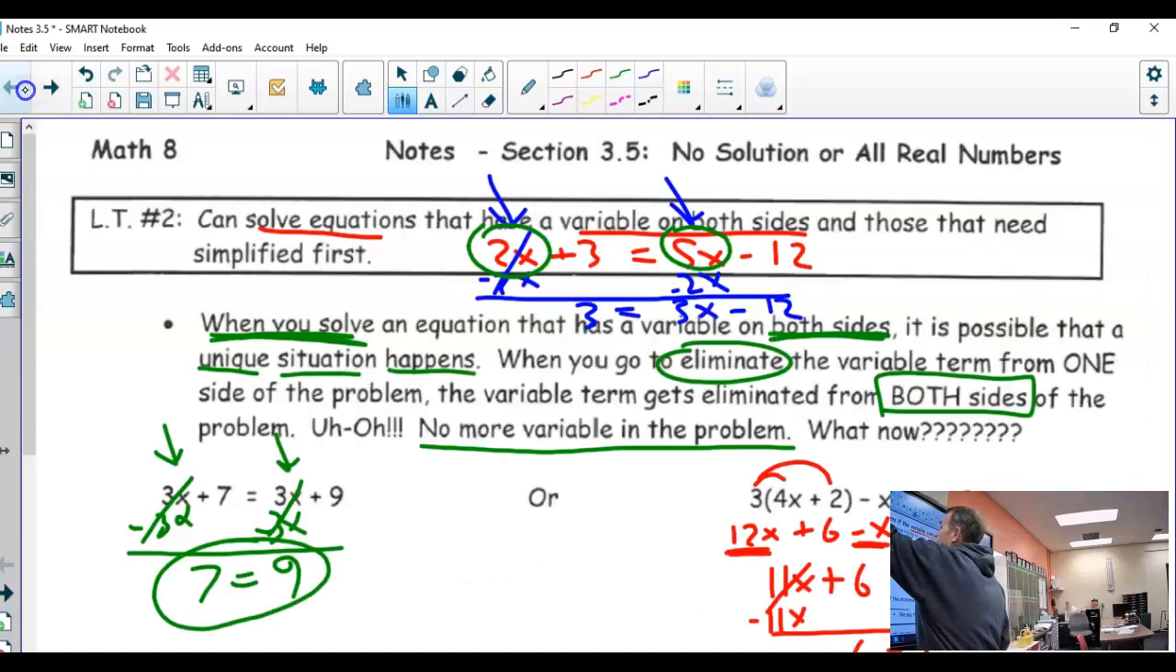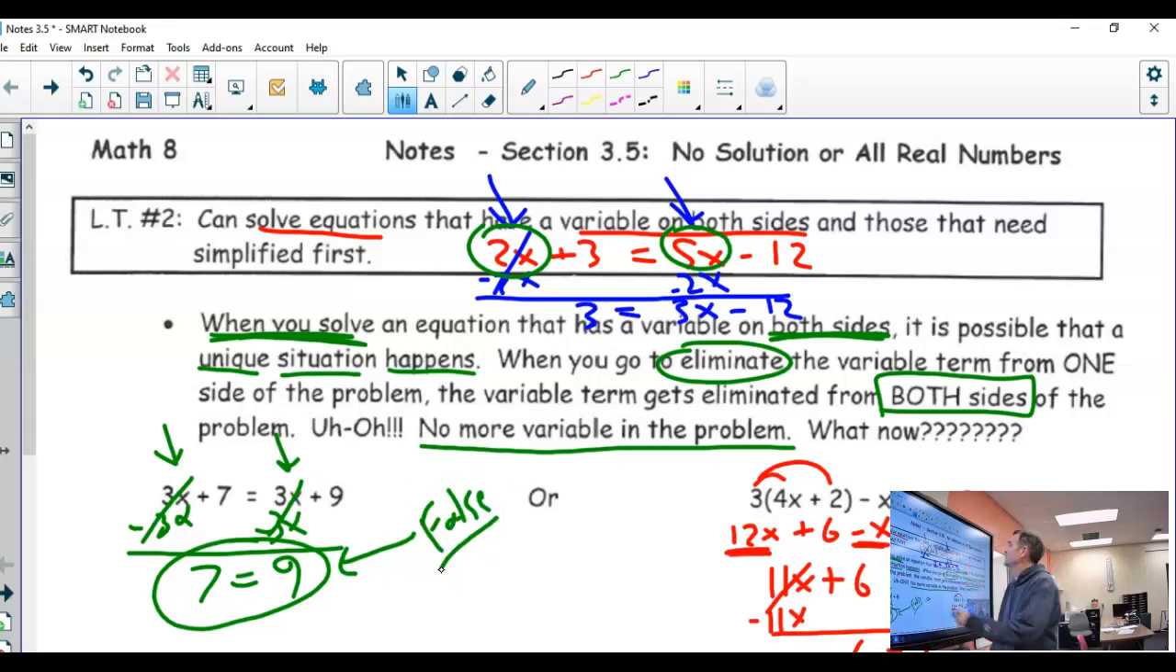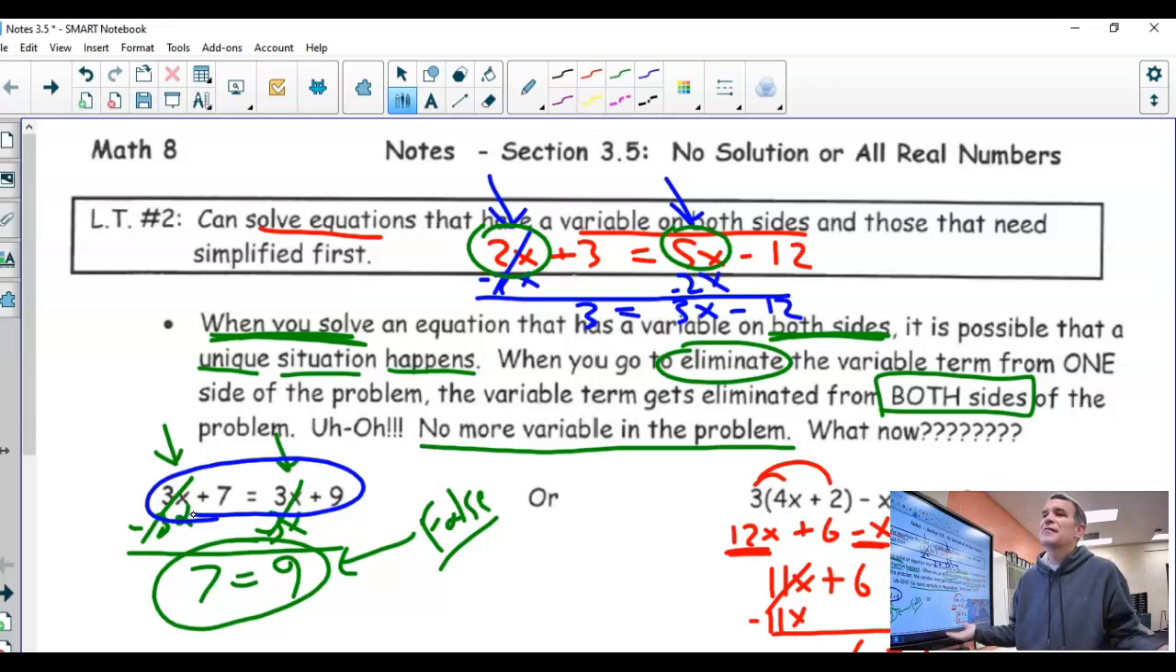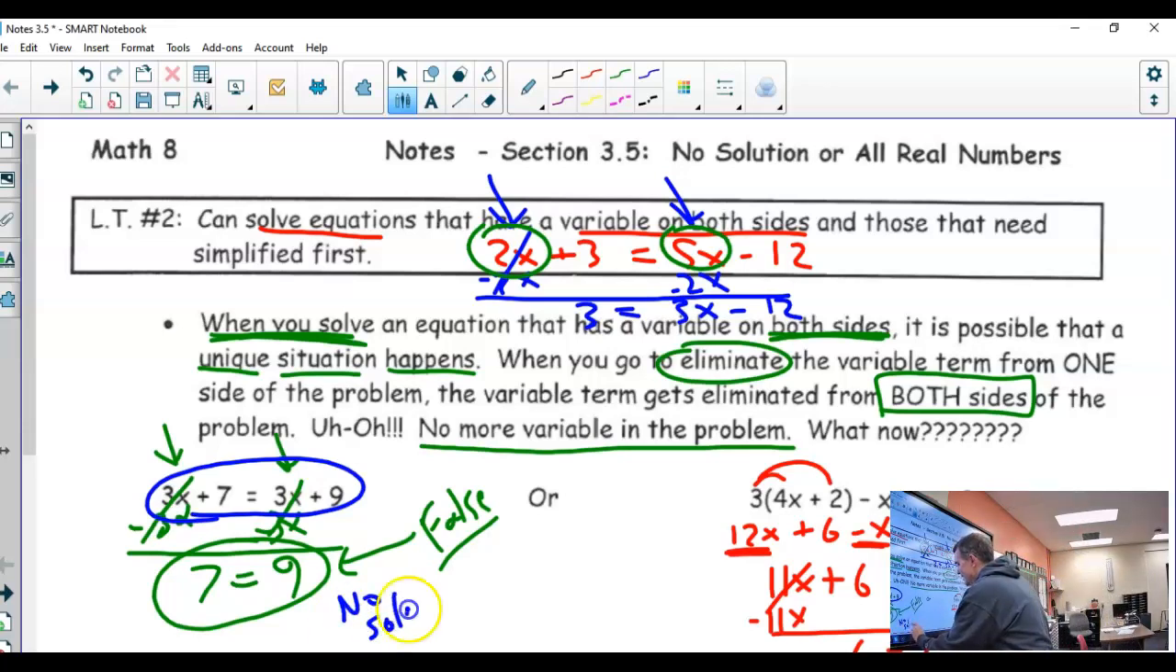So I have an example up here of that on the left. Right here, I got a statement that was false. And because that statement is false, that tells me that the original problem, this problem, will never be true. No matter what number you replace the x with, there is no x value that will make that equation true. I mean, think about it, can 3 times x plus 7 ever equal 3 times x plus 9? It can't happen. And so we say that this problem has no solution.